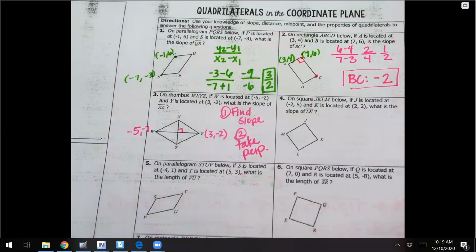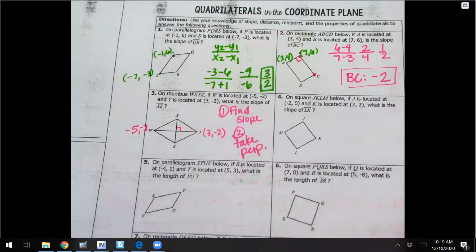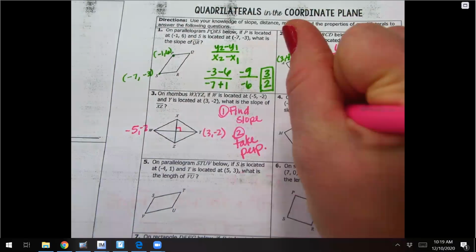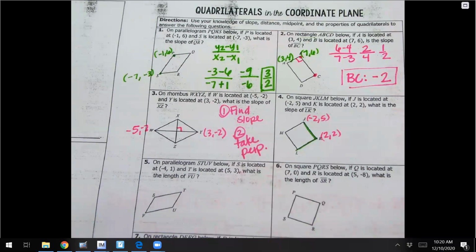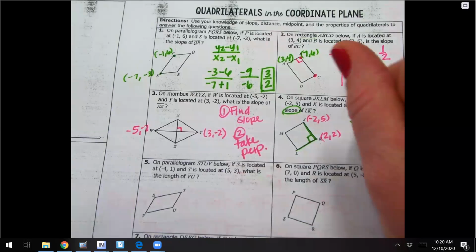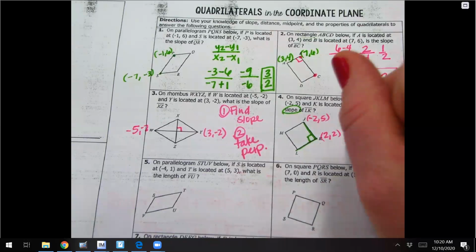Number 4, on the square, we're dealing with a square. If J is located at -2, 5, and K is located at 2, 2, what is the slope of LK? What's the relationship between JK and LK? Well, the distances are congruent. You're looking for the slopes. They make 90 degrees, so they are perpendicular. Same thing. Find the slope. And I'll show you the answers in just a second if you are working faster than me.